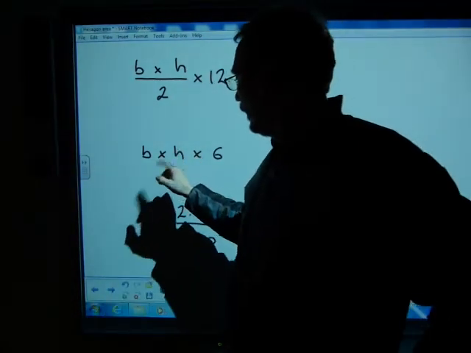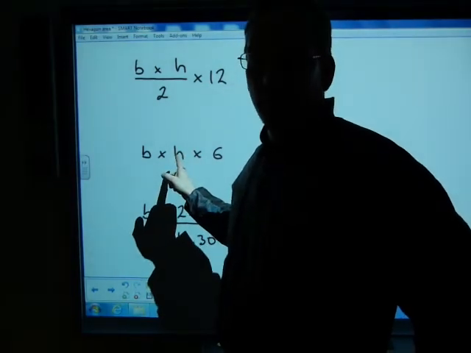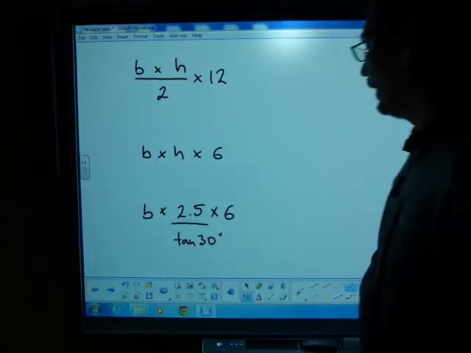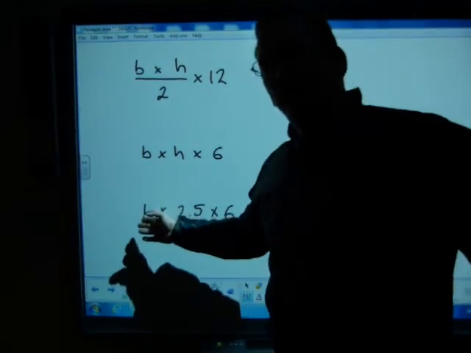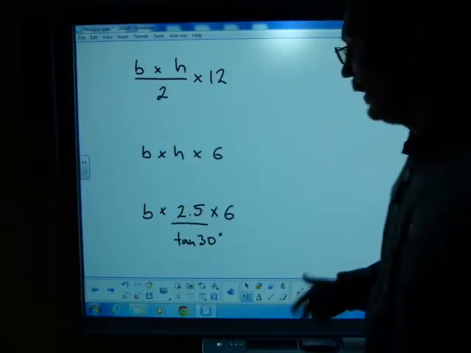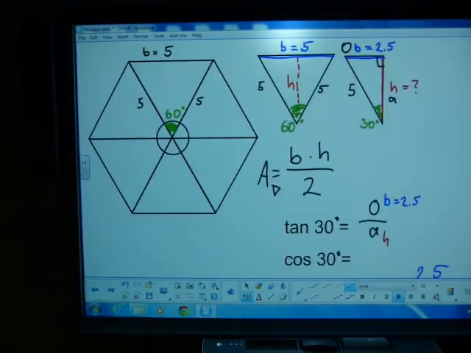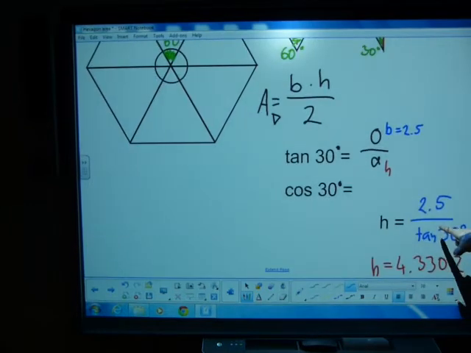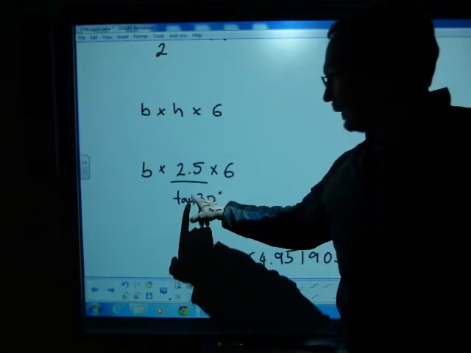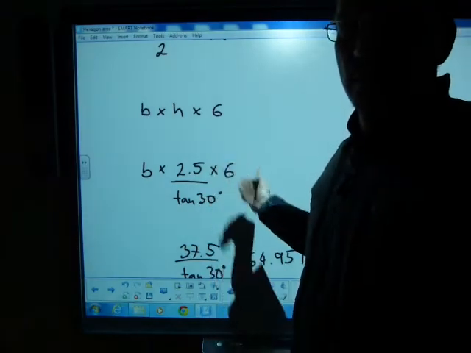Okay? Now for height, we had an interesting equation, something to do with tangent in it. It was actually the 2.5 divided by tangent 30. So we took the base, and we multiplied it by the height, which was calculated by 2.5 divided by tangent 30, which was on this slide here. So there's 2.5 divided by tangent 30 for the height, base times height, times 6, because that 6 is still there.